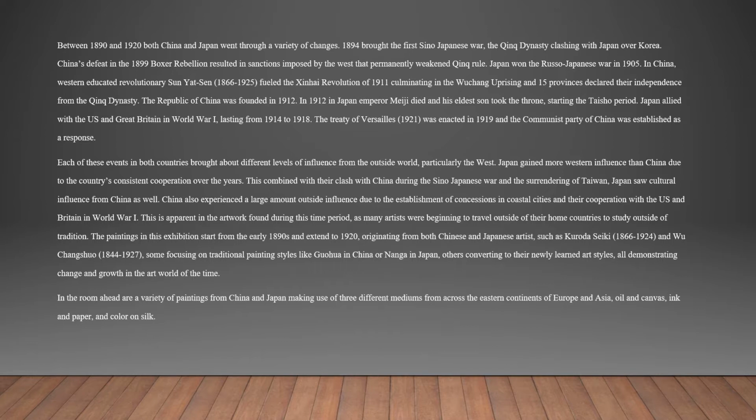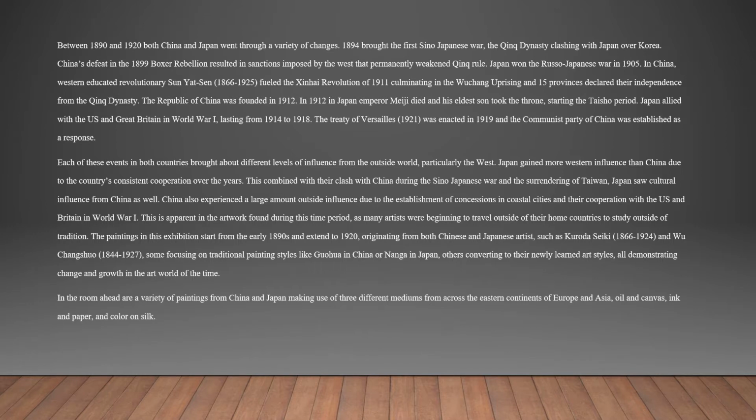Each of these events in both countries brought about different levels of influence from the outside world, particularly the West. Japan gained more Western influence than China due to the country's consistent cooperation over the years. This, combined with their clash with China during the Sino-Japanese War and the surrendering of Taiwan, Japan saw cultural influence from China as well. China also experienced a large amount of outside influence due to the establishment of concessions in coastal cities and their cooperation with the U.S. and Britain in World War I.